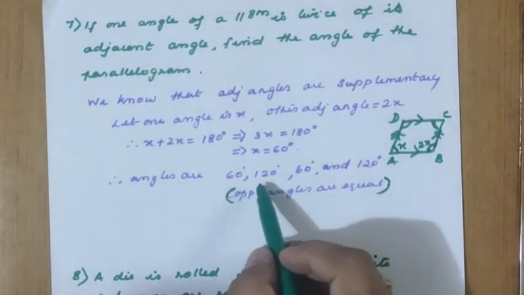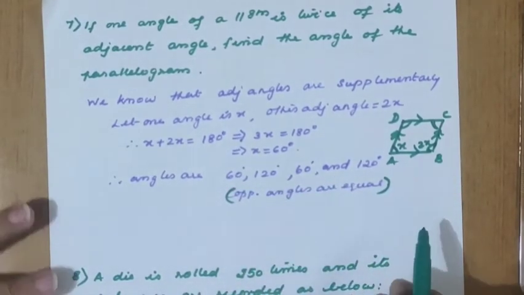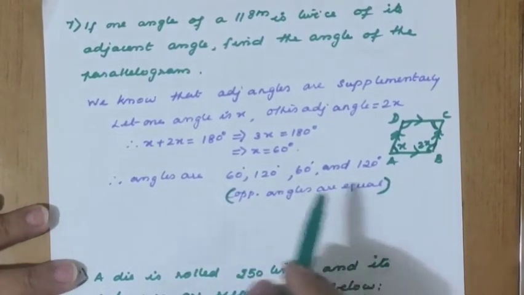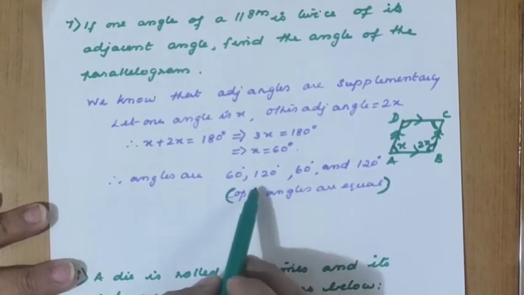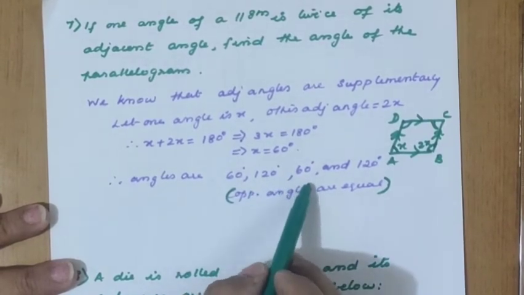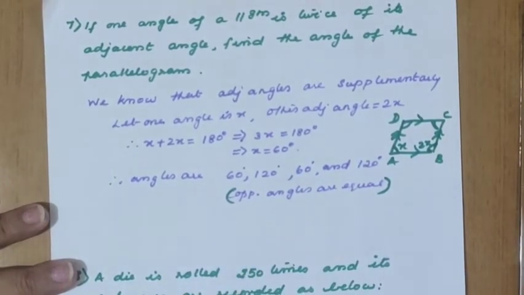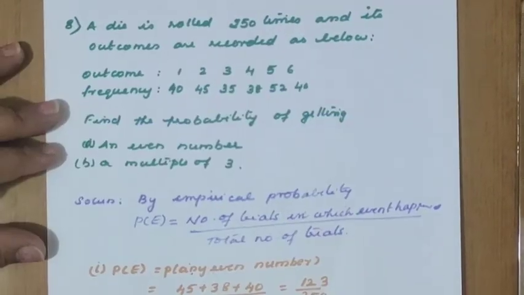If you write 60, 60, 120, 120, then your answer is wrong. So you should follow like this: first 60, then 120, again 60, then 120. And write the reason also: opposite angles are equal.